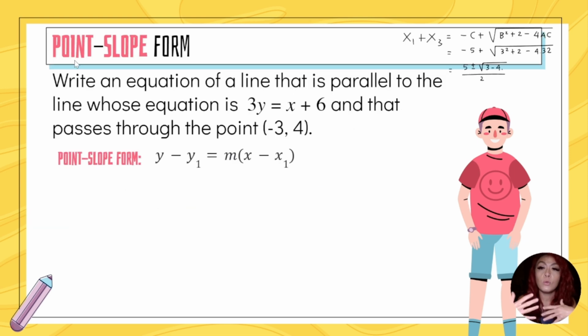In the next question, we'll deal with the point slope form, okay? Write an equation of a line that is parallel to the line whose equation is 3y equals x plus 6, and that passes through the point (-3, 4). Now, this is the same exact question. I'm just showing you a different way that you could answer it.